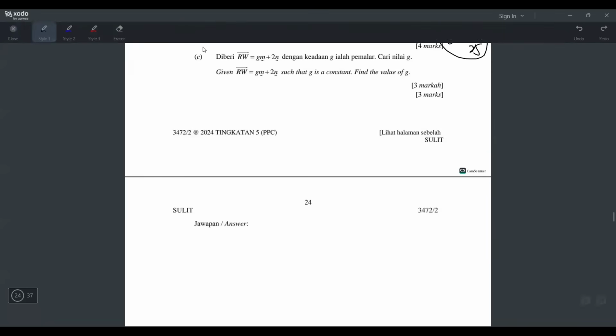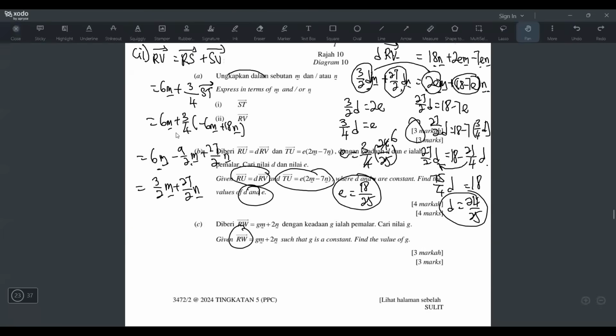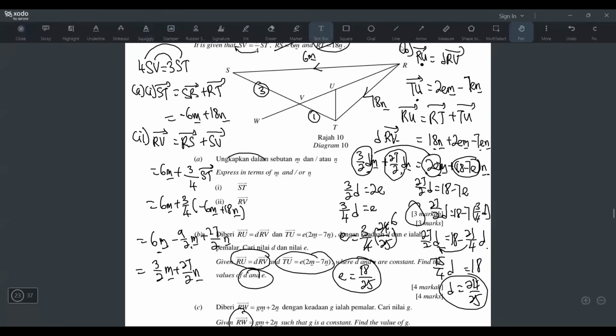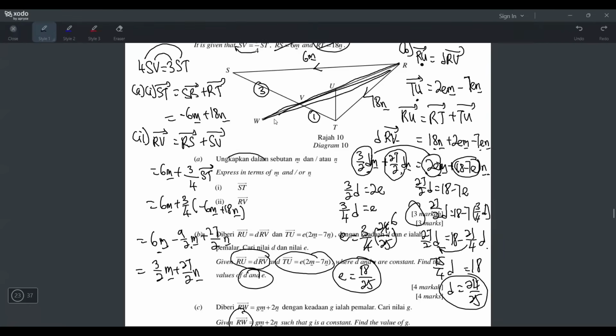Part C. So part C says given RW is this such that G is constant, find value of G. Okay, let's write down first. No need to write down. Let's look at the diagram. Where is RW first? Okay, where's RW? Oh, I see it. RW is actually this garisan. And they say this vector is how much?